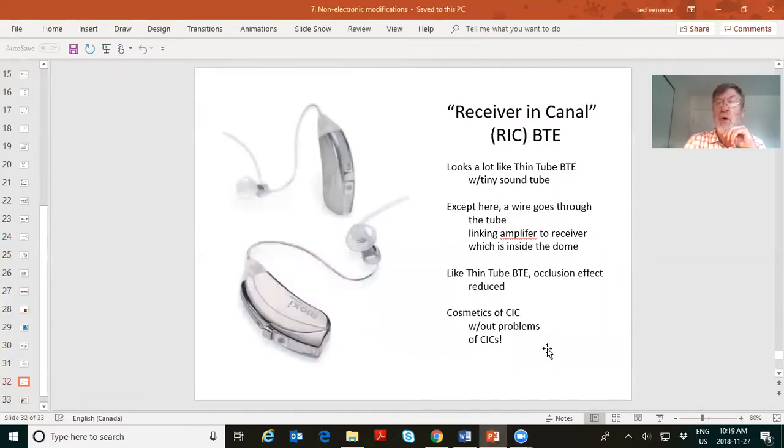Okay, so I hope that this little session here has kind of given you a little bit of an introduction to the shape and form and styles of hearing aids and to the non-electronic acoustic modifications of hearing aids.